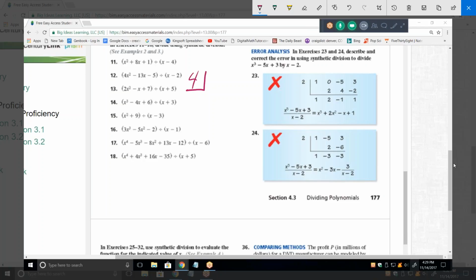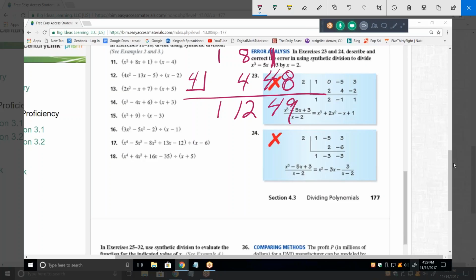Okay, what goes across the top? 1, 8, and then 1. Okay, do one set for me. Make sure you can do them. So you just bring that one down, so it's just 1. And then multiply 4 by 1, so that's 4. So you add them, so that gets you 12. Then multiply 4 by 12, so that's 48. And then so that's 49.